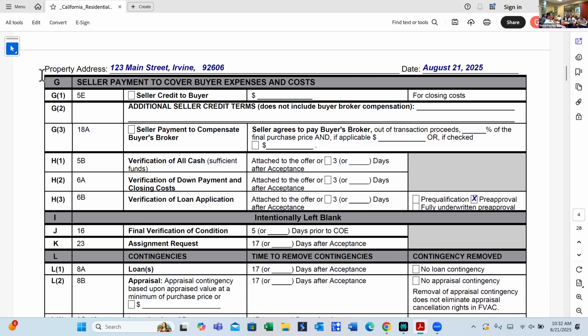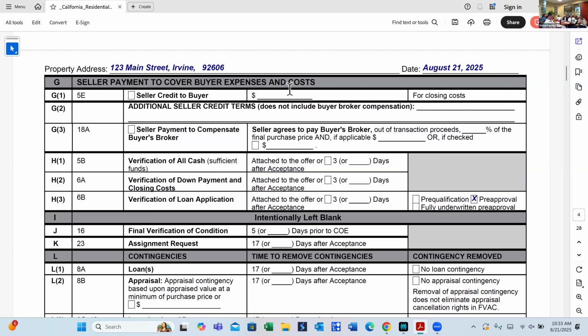Then page 2, seller payment to cover buyer expenses and costs. Section 3G1 to the right, section 5E. When we look at the second column from the left, that's referring to the body of the purchase contract. It's going to give you clarity to understand exactly what these things mean. And to the right, there it says seller credit to buyer. And what is common today is that many buyers are asking for the seller to pay closing costs, things of that nature. And if that's the case, we would check the box, seller credit to buyer.